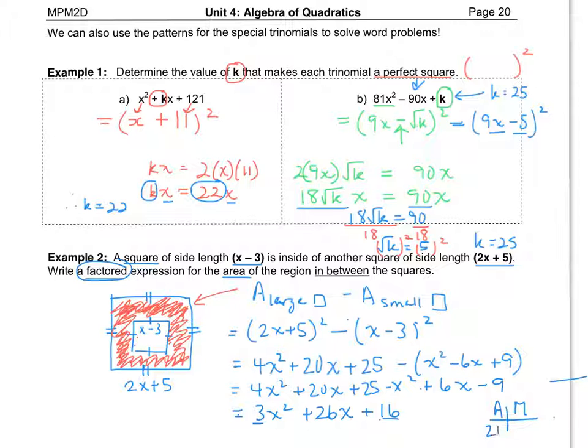So I'm going to look for two numbers that add to 26 and multiply to, I think 3 groups of 16 is 48. Yeah, to 48. So you need to find two numbers that will do that, and then you can use decomposition to do it in its factored form.